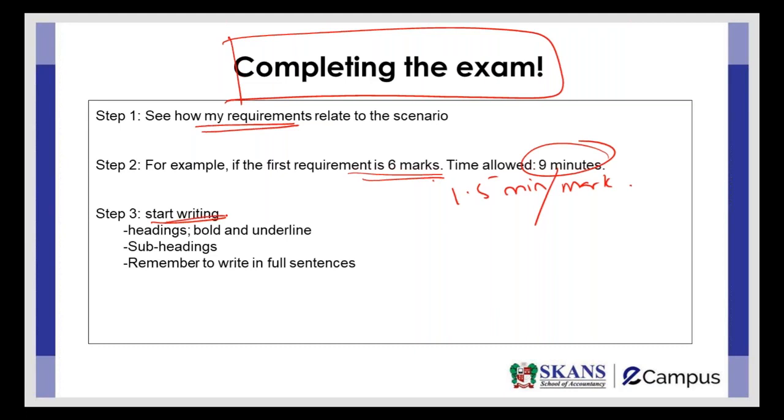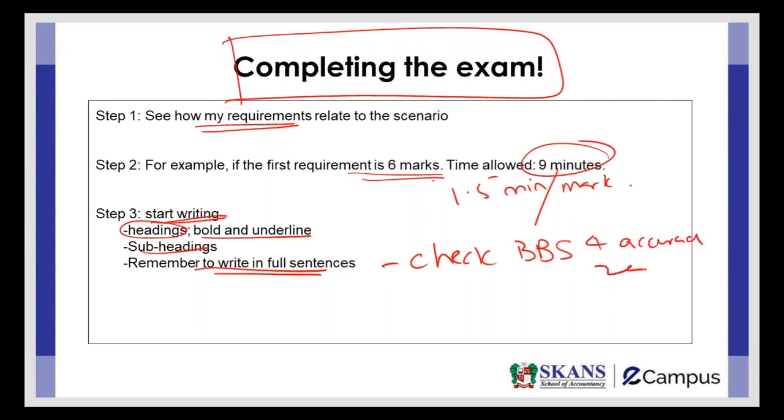When you start writing, if you're using a heading, bold and underline it. You can give subheadings as well, but please don't write the way a FAF does. You need to write in full English sentences. For example, "Check BRS for accuracy" is a 0 mark answer. Write this as a full English sentence instead: I'm going to inspect the bank reconciliation and recalculate it to confirm its accuracy. That's the right way of writing this.